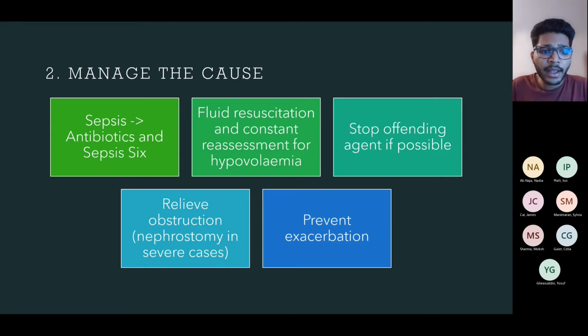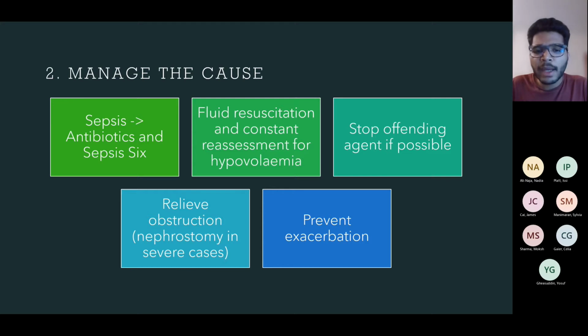If it's a post-renal AKI, you need to relieve the obstruction. So a nephrostomy done by interventional radiology, or a catheter if it's a prostate problem. And you need to prevent exacerbating the AKI by basically protecting their kidneys in any way you can.